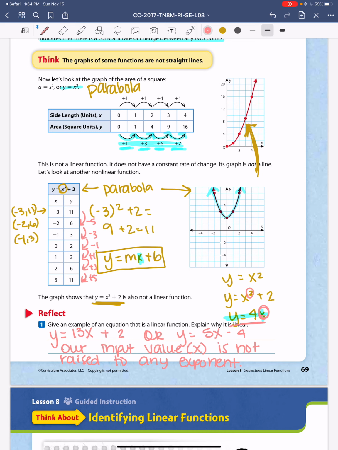Now, I want you to understand that when I say it's not raised to any exponent, I mean it's not raised to like 2 or 3 or 4 or 5. x is technically being raised to 1 here. Anything raised to the first power is just itself. So I don't want you to think that it doesn't have an exponent. It technically has one, we just don't write the 1. Okay, so I just wanted to clear that up before we ended today.